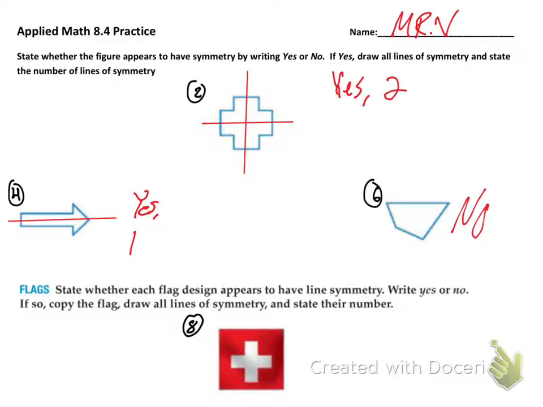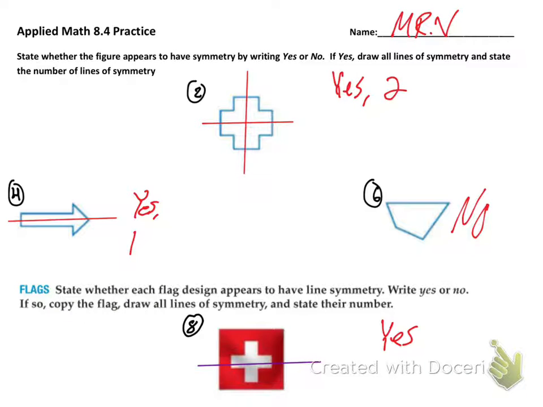8, state whether each flag has a line of symmetry, write yes or no. If so, copy the flag, draw all the lines of symmetry, and state their number. So pretty much the same thing we did up top. So looking at number 8, I would write yes. And then just to see how many lines of symmetry there are, it's just like number 2.